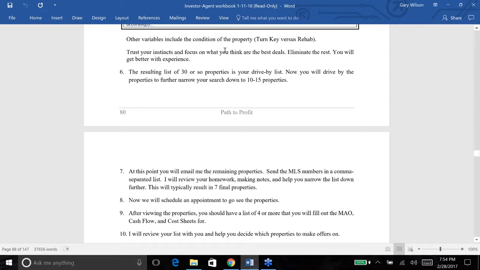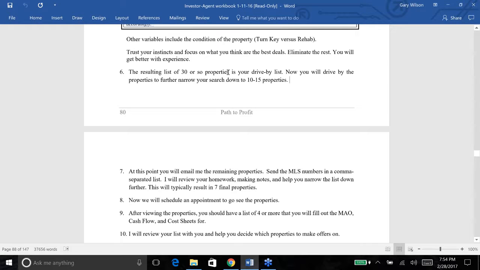Okay. Also remember this, guys. Another variable is this: is your client looking to buy turnkey, which means a property that's already up and running with no deferred maintenance or little deferred maintenance, or are they looking for a rehab job where they can buy something real cheap, fix it up, raise the rents, and so forth? You need to know that right out of the gate, and you'll do that in your interview. Okay. So in any case, now you're down to eventually 10 to 15 properties.